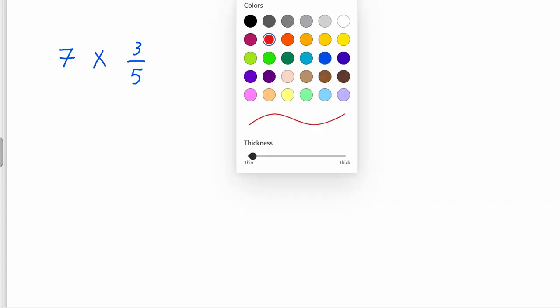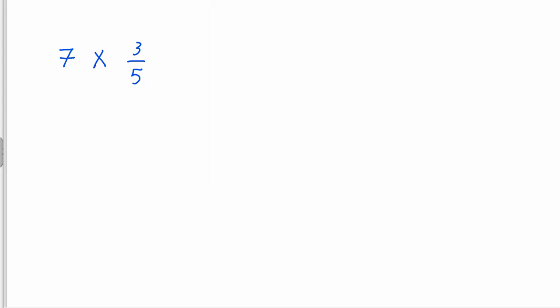So let's see a question like 7 times 3/5. To solve this question, my heroes, we have two ways to do so. The first way is using the properties of multiplication. We can use associative property. And the second way is solving directly by multiplying the whole number by the numerator and keep the denominator.